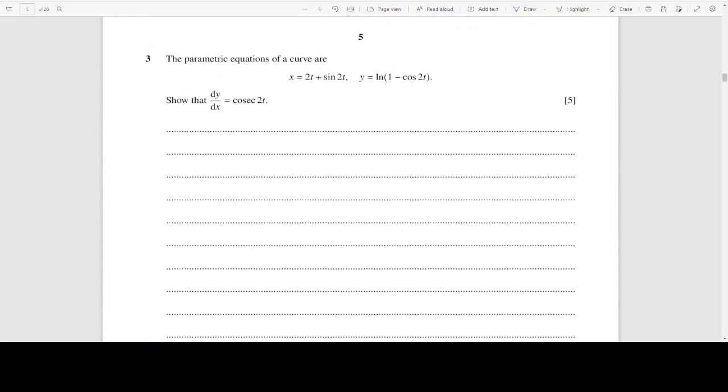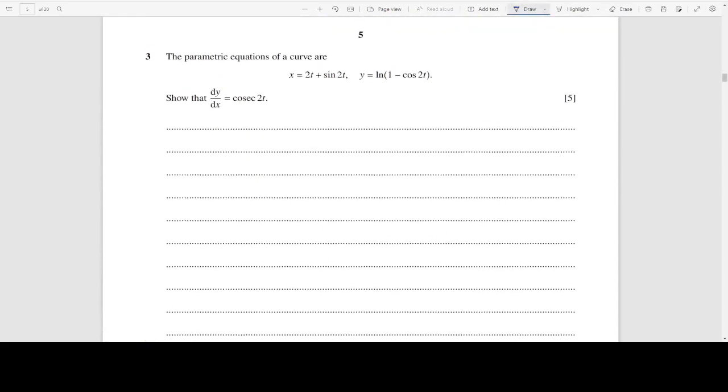So moving on to the next question, parametric equations. I hope you all know one equation of parametric equations, which is dy/dx equals dy/dt divided by dx/dt, because it's just the derivative of y with respect to t and the derivative of x with respect to t. So we just have to do the same thing. First we'll find dy/dt, which is the derivative of this function with respect to t.